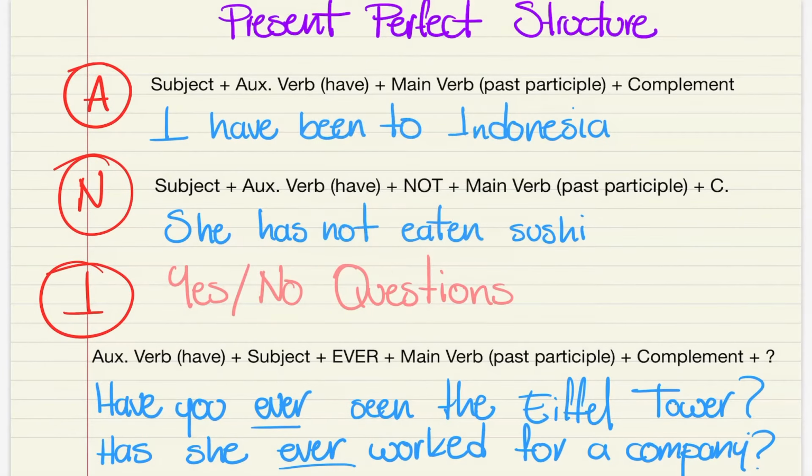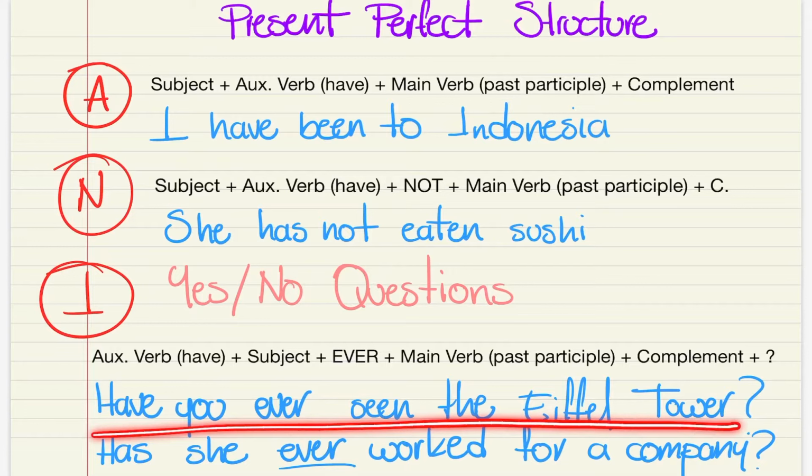Now we have the yes-no questions in interrogative sentences. We are going to start with the change of the first two positions of my sentence. So as you can see, here we start with the subject and here we start with the auxiliary verb. Have you ever seen the Eiffel Tower?